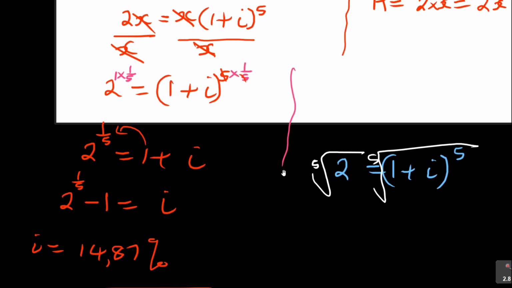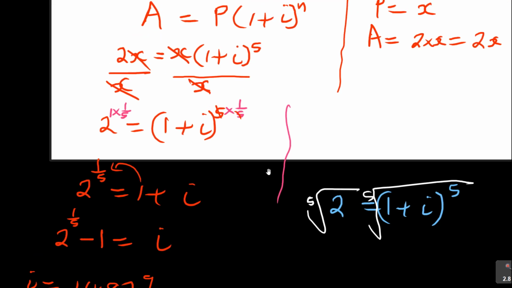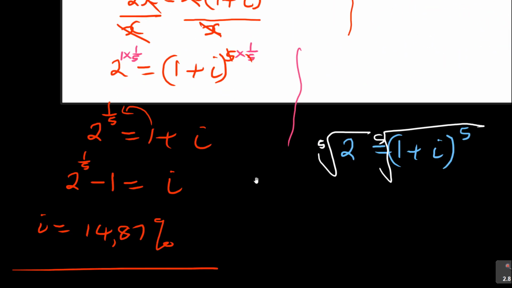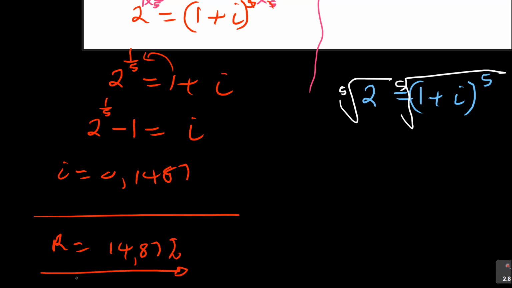So that you don't find yourself doing the next step and the next step, you can actually write it like this: i is equal to 0,1487, and then the rate is equal to 14,87%. Alright, guys, that's how you work around this kind of question.